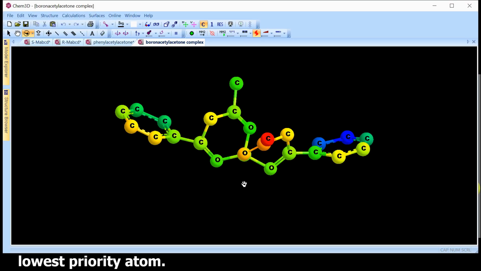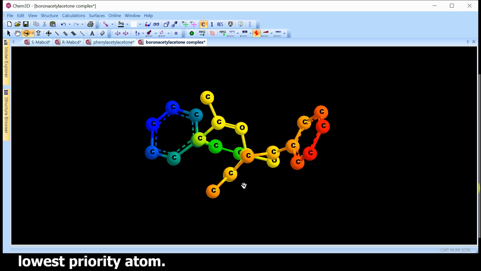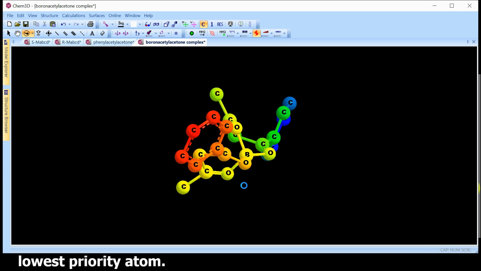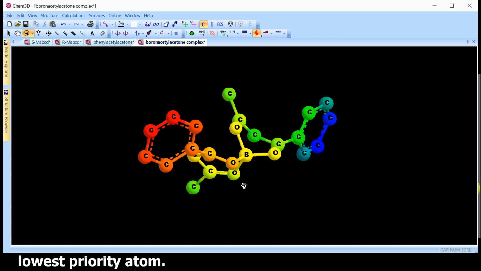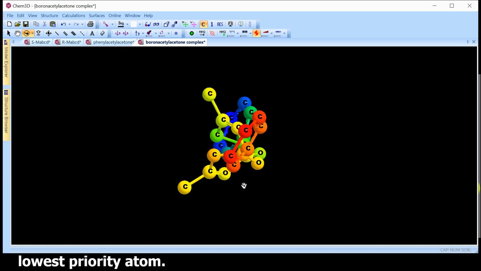This is going to be the complex. This is a complex of boron at the center. Here I have used a typical color scheme of the atoms. You can see the colors are changing. What I have done is, when the atoms go on the deeper side, they will appear blue, and when they come in the front, they will appear red.